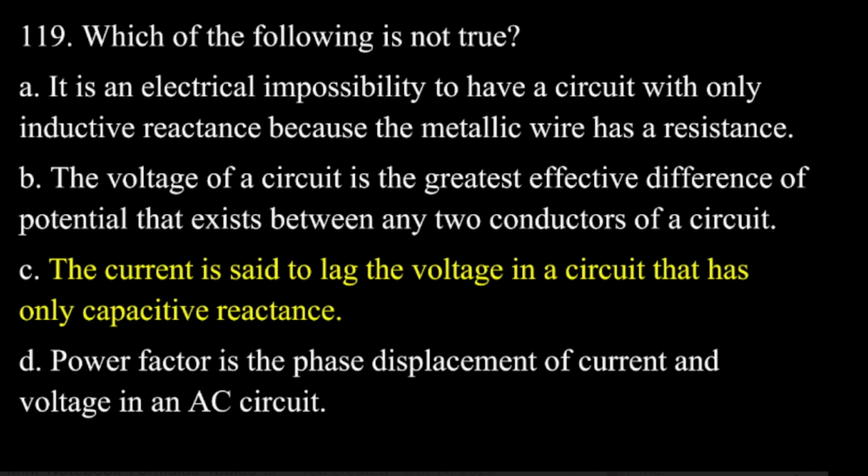Which of the following is not true? A. It is an electrical impossibility to have a circuit with only inductive reactance because the metallic wire has a resistance. B. The voltage of a circuit is the greatest effective difference of potential that exists between any two conductors of a circuit. C. The current is said to lag the voltage in a circuit that has only capacitive reactance. D. A power factor is the phase displacement of current and voltage in an AC circuit.